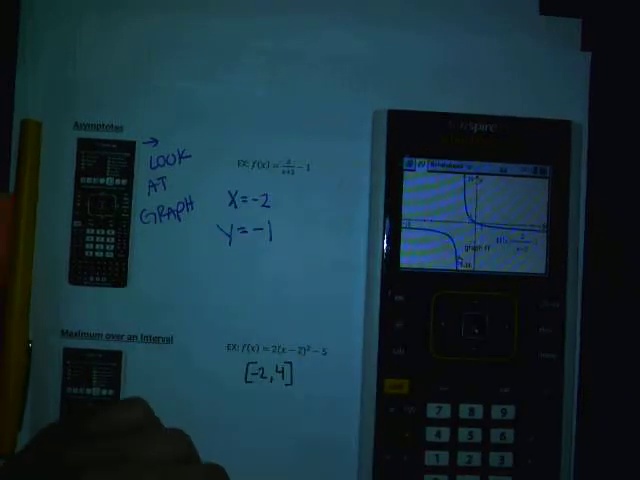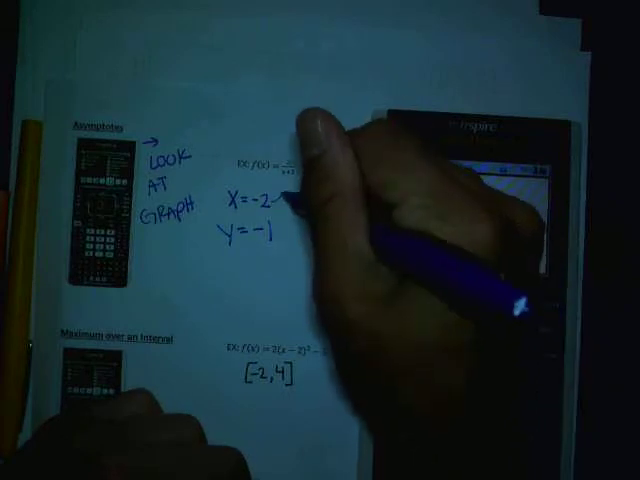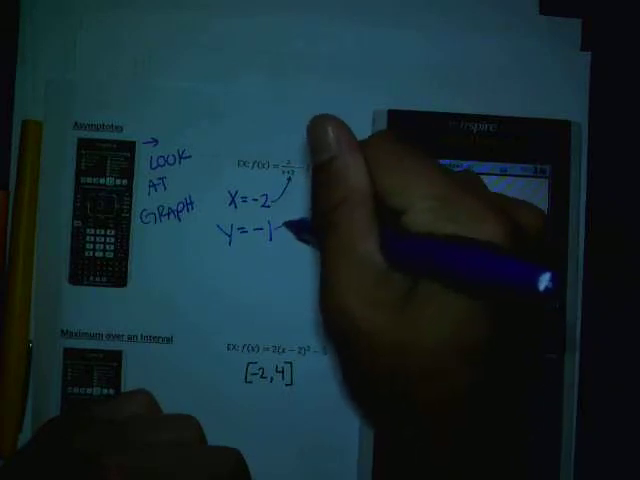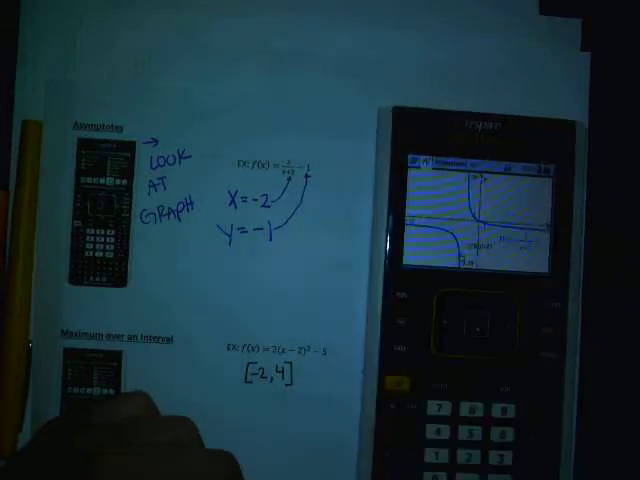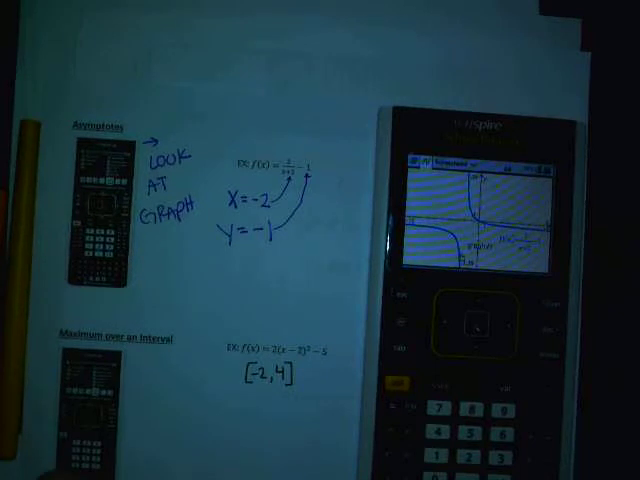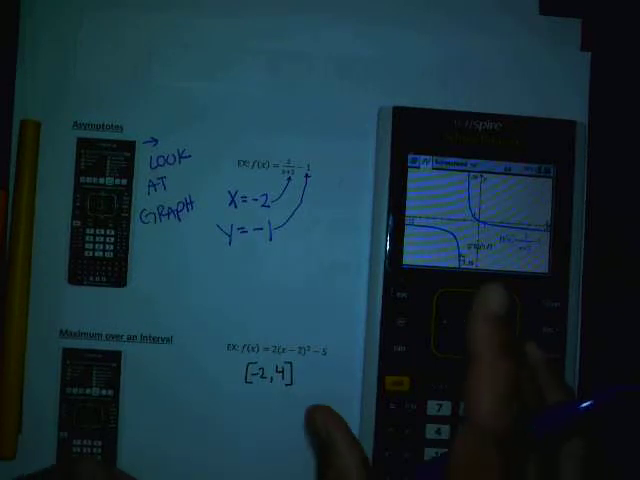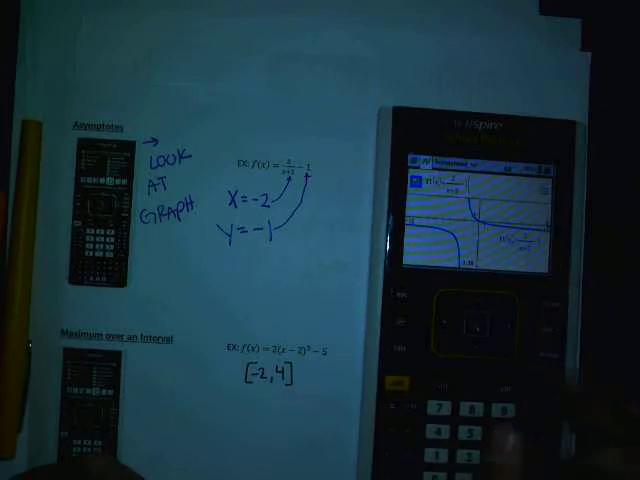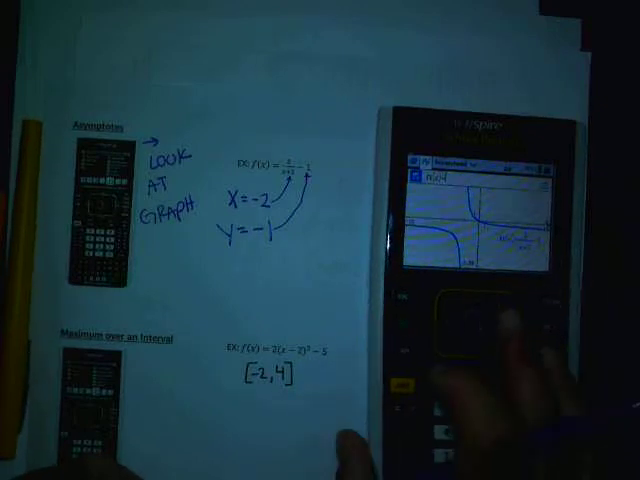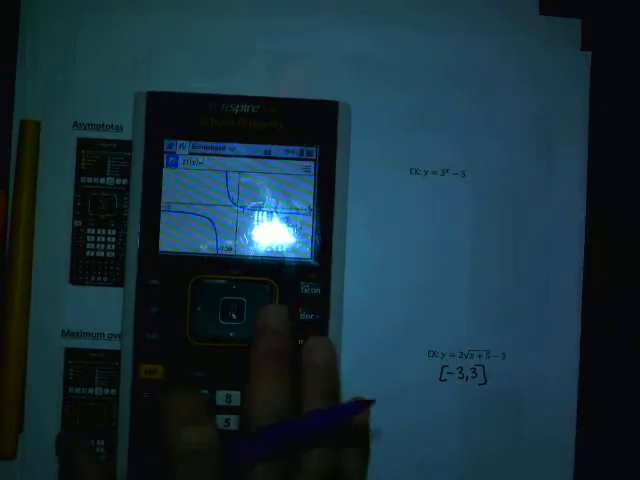So y equals -1. A good way to check is that these numbers should pop up in your function. Okay? And we'll talk more about why that is later when we do rationals and exponentials and logs.